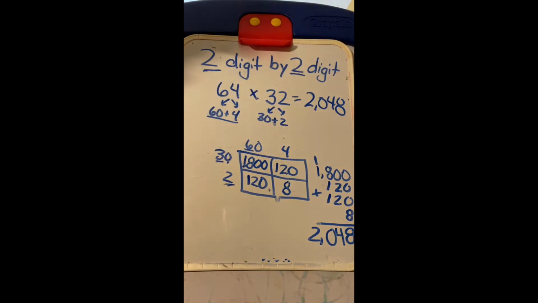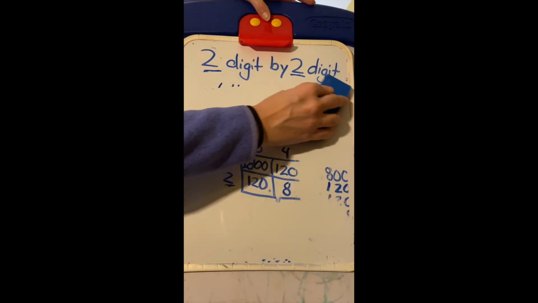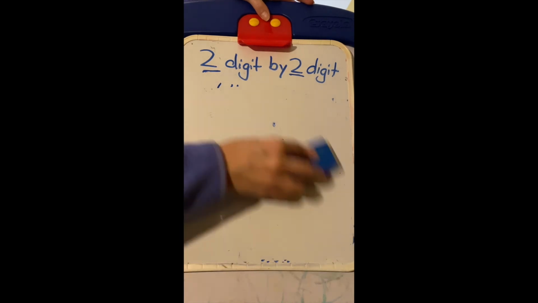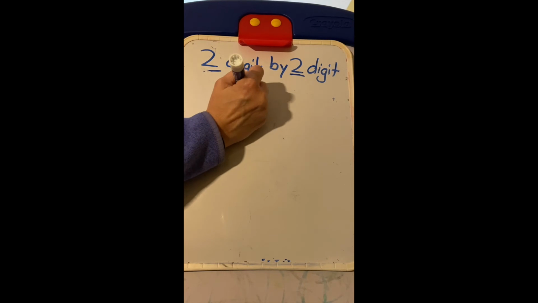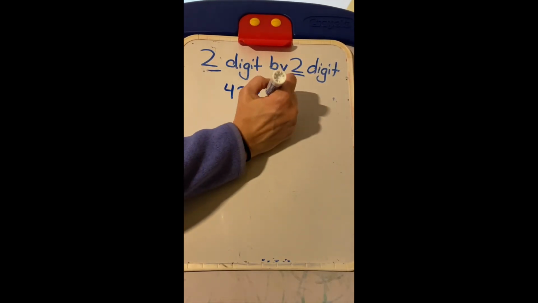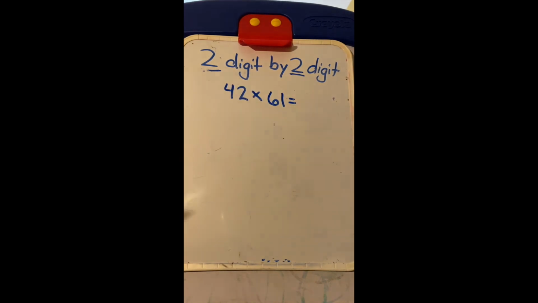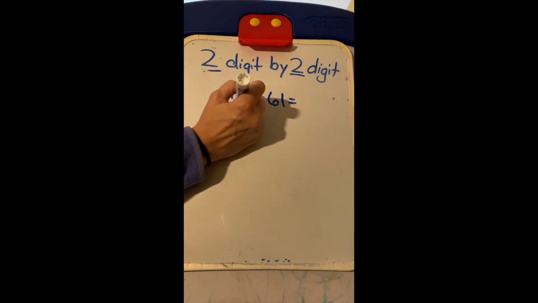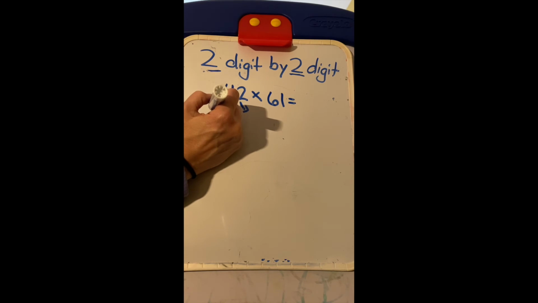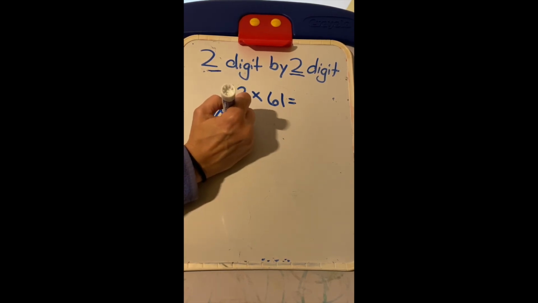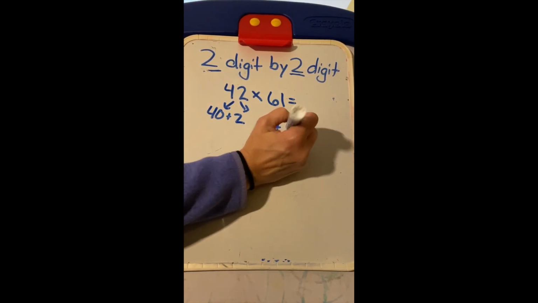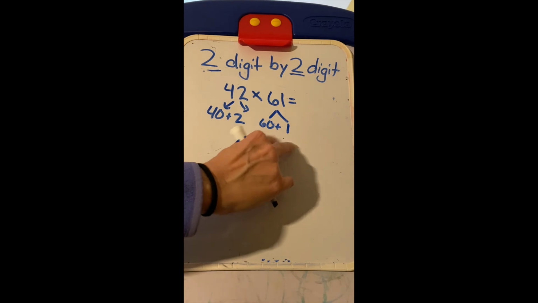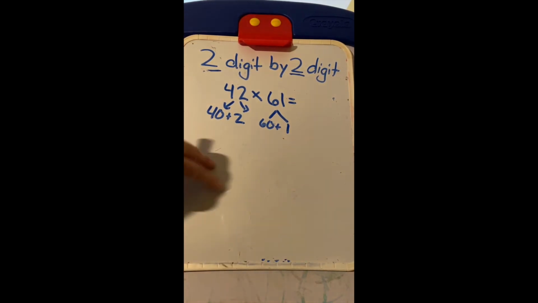Okay, now I'm going to do another one since this one's kind of the hard one to do. Okay, so I'm going to come up with 2 more double-digit numbers. Okay, let's try 42 times, I don't know, 61. Okay, so again, I need to break up 40 and 2 into expanded form. So 40 plus 2, and then I have 60 plus 1. I have 2 and 2, so my area model needs to be a 2 by 2.